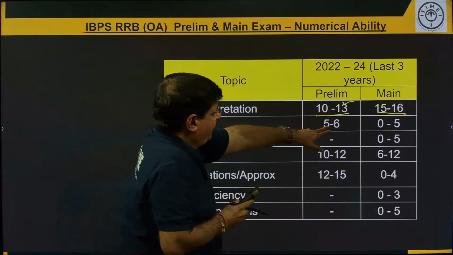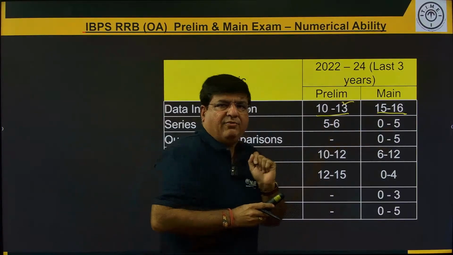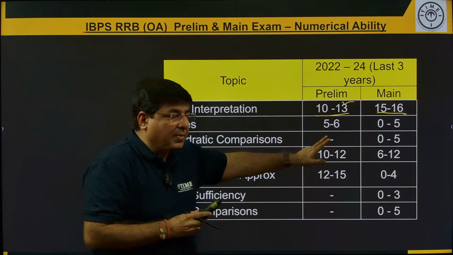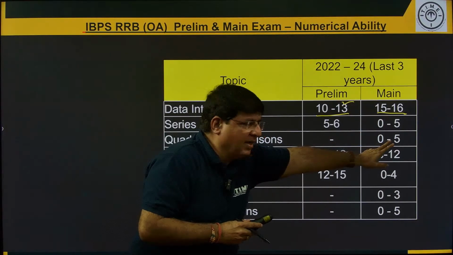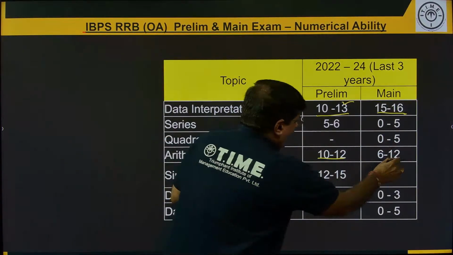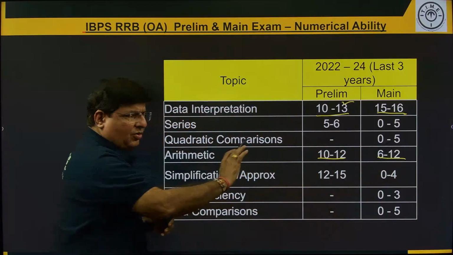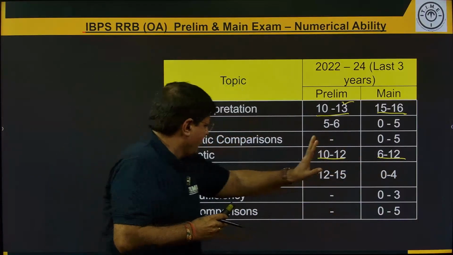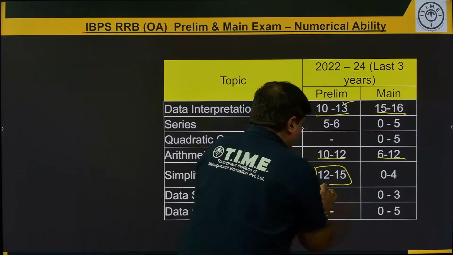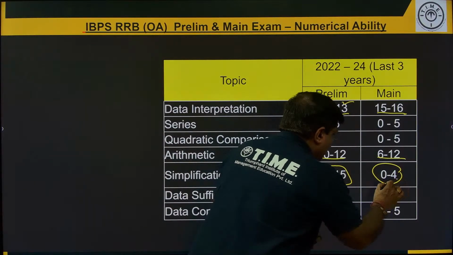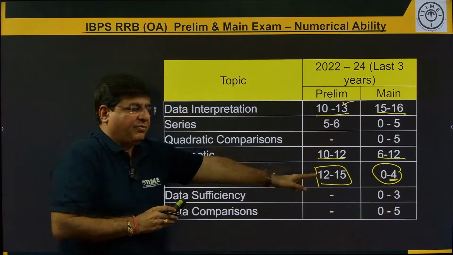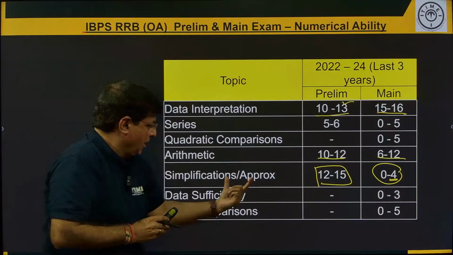Series: you have 5 to 6 for prelim and 0 to 5 for main. Quadratic comparison is not asked in IBPS RRB clerk prelim, but it is asked in mains, about a maximum of 5 questions. Arithmetic has almost equal importance in both the exams: 10 to 12, 10 to 12, or minimum 6, maximum 12. Simplification and approximation are very important for prelim, but not that important for main. Yes, you get questions sometimes, but in prelim you definitely get about 12 to 15 questions from both these topics put together.